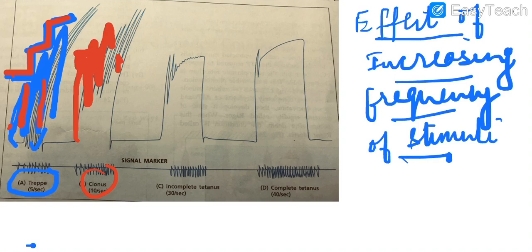And that clonus, in the clinics you read about this clonus. This is a characteristic feature of hepatic encephalopathy. The patient might get that clonus.